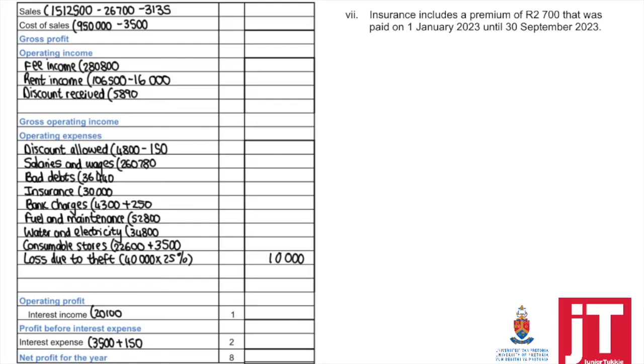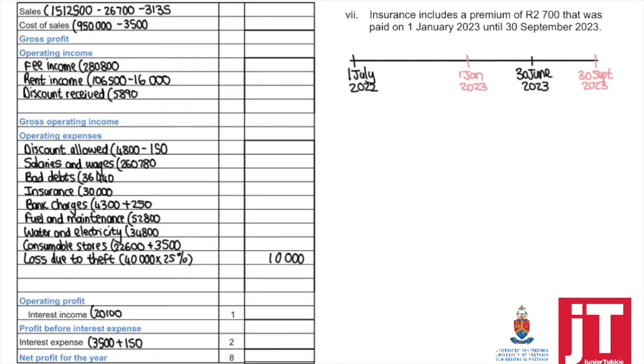Insurance includes a premium of 2,700 that was paid on 1 January 2023 until 30 September 2023. So that is 9 months. Don't just assume it's always 12 months. Now, very important. Insurance premium, the insurance includes a premium. That means do not take that 50,000. Included into that 50,000 is a premium that we pay, 2,700.